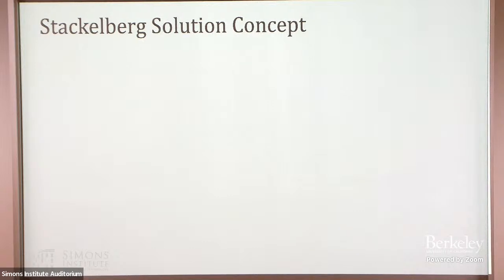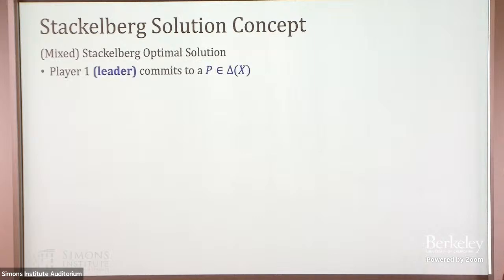That is what you should be paying attention to. And this is called the Stackelberg solution concept. What the Stackelberg optimal solution, and sometimes I also refer to it as Stackelberg Equilibrium, is that player one is going to take the position of a leader, and player two is going to take the position of a follower. Leader and followers are different.